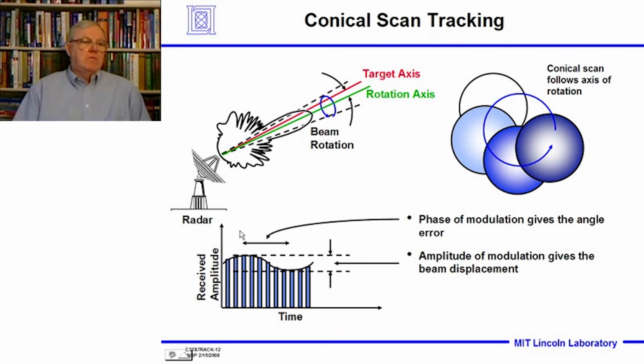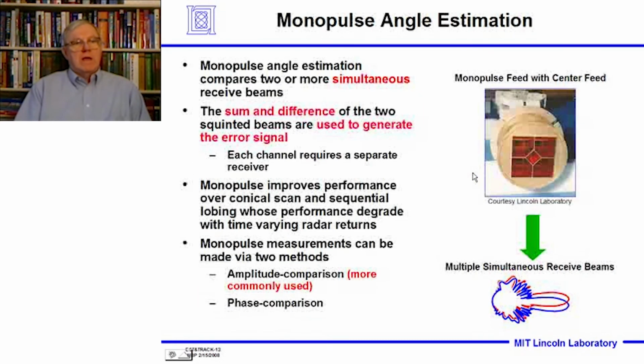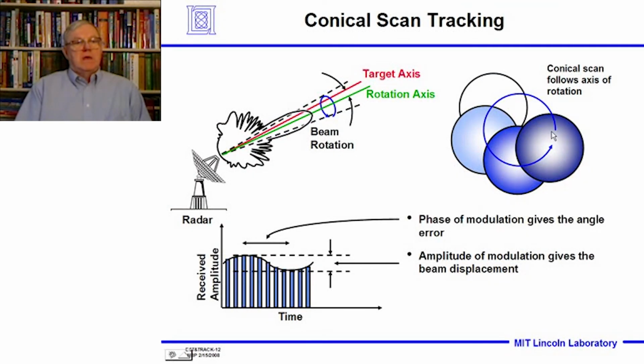If you plot the received amplitude as a function of time, you'll get this wavy line for the envelope. And what you'll actually see is as you rotate, the antenna beam will move from here to here to here to here about the target. And the target will be seen with different amplitude as it rotates.